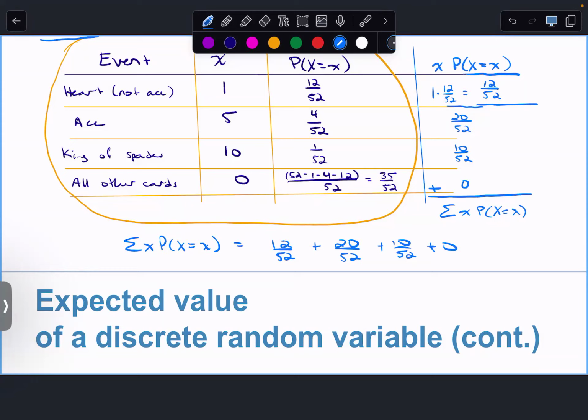Making sure you have a common denominator if you're going to add or subtract fractions, right? In this case, they're all over 52, so I'm allowed to do 12 plus 20 plus 10, technically plus 0, is 42 over 52. Which is roughly 0.80769.